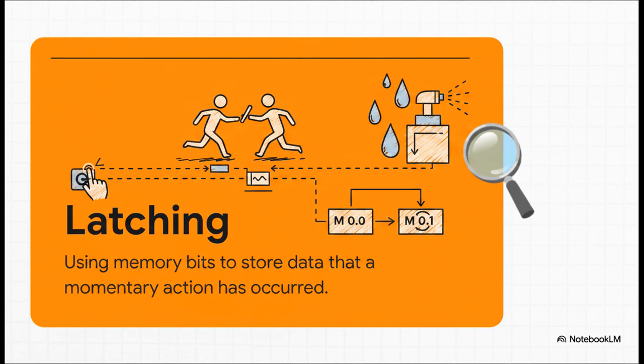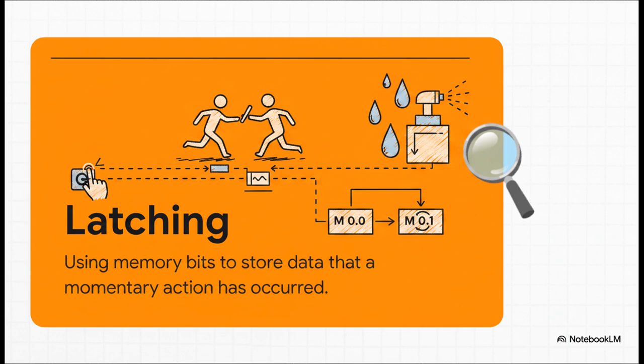Basically, latching is a method using memory bits to store the data that an action occurred. Why do we need this? Well, because a push button is momentary. The second a user's finger leaves the button, the physical input signal drops right back to 0. To fix this, we use a parallel contact of the memory bit itself to keep the circuit energized even after the button is let go. Think of it like a relay race runner passing a baton. M0.0 stores that first press and latches itself on.